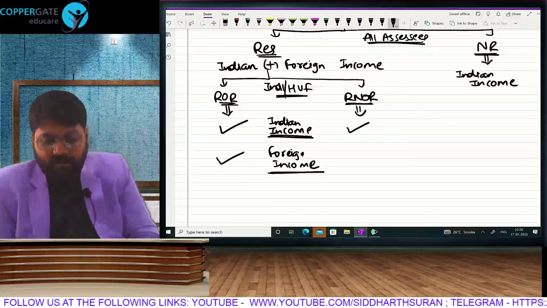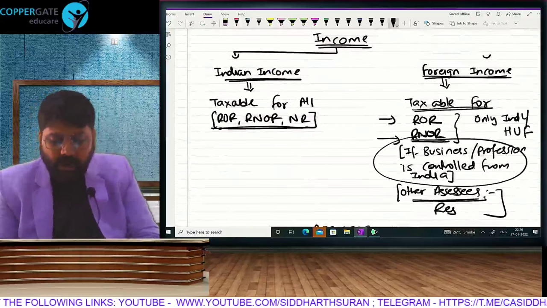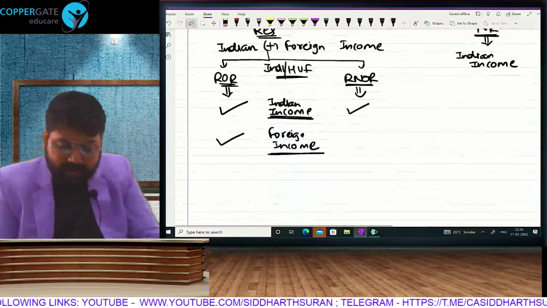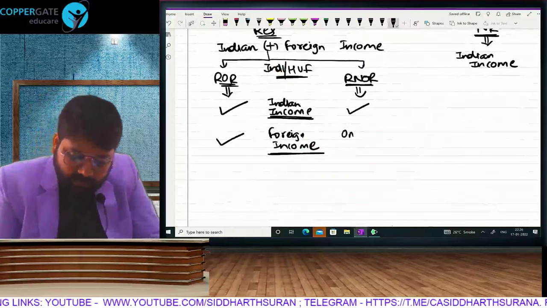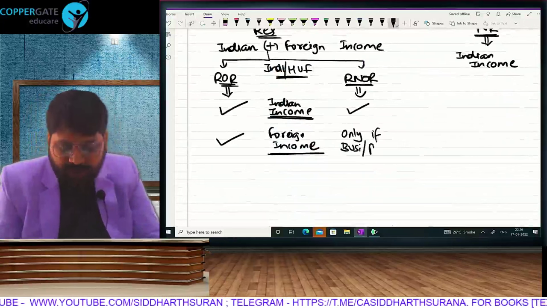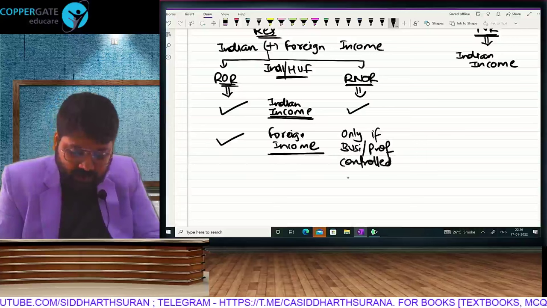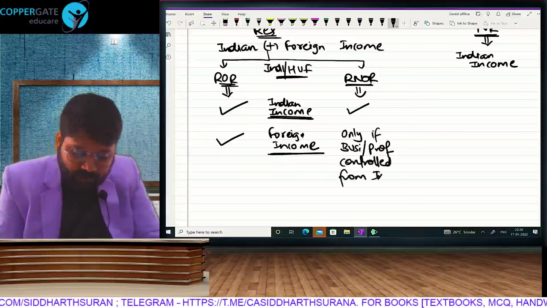For RNOR, this is what I taught you in the chart here. RNOR will pay tax only if the business or profession is controlled from India. Yes, okay.